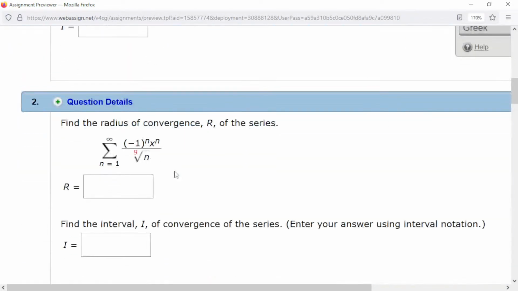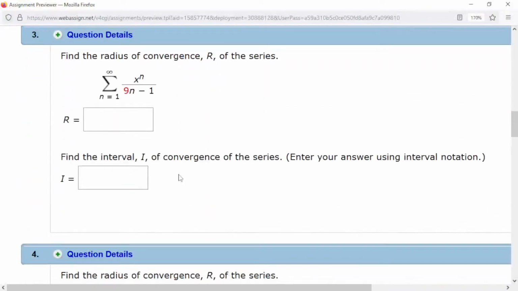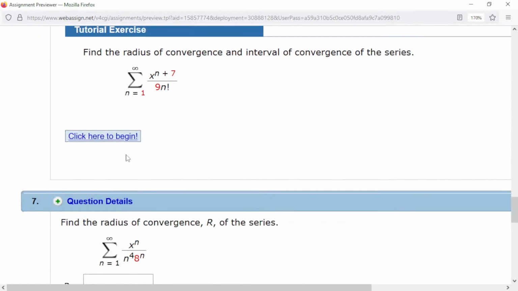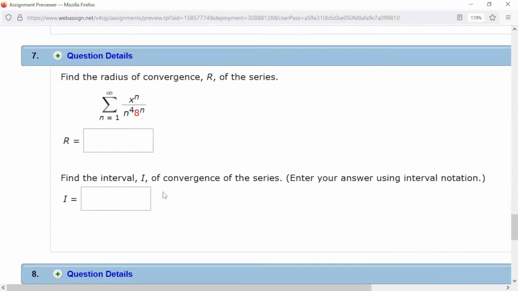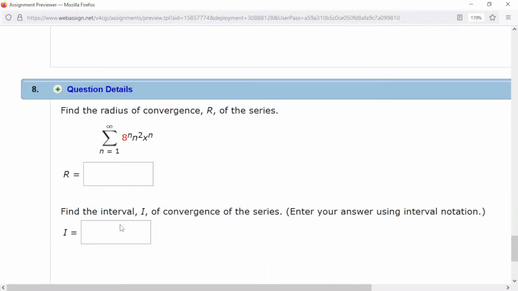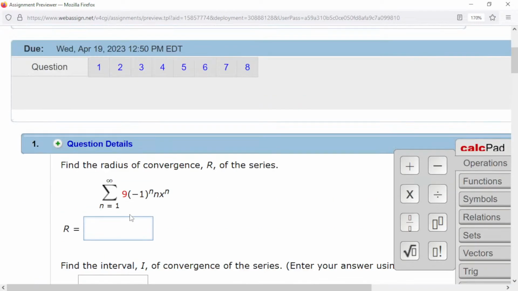Let's see, what else we got? Radius, interval, radius, interval, radius, interval. Are they all like that? Uh-oh, click here to begin. Oh, these start to scare me. There's some that are more complicated. See how you do. Maybe I'll just leave them alone. We'll pick up the pieces in the morning. Oh, look, it's due in the afternoon anyway, so you'll have time to pick up the pieces. So do your best, and I'll get a quiz for tomorrow. I'm stopping the recording.